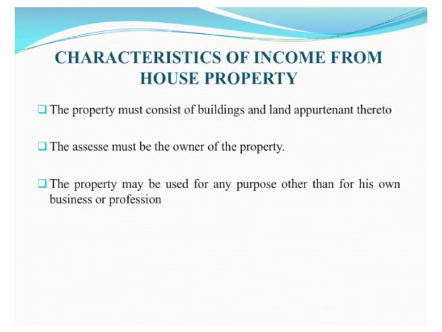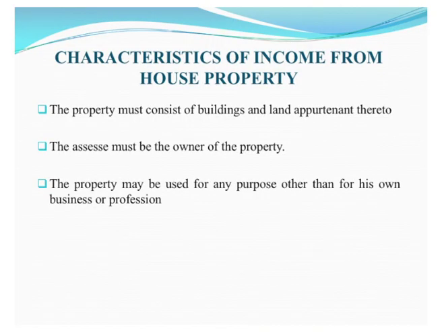Now, the second important basic condition and characteristic of income from house property is that the assessee must be the owner of the property. What does it mean that the assessee must be the owner of the property? It means that it is the legal ownership of the house property which is important, and not the mere possession of the property.